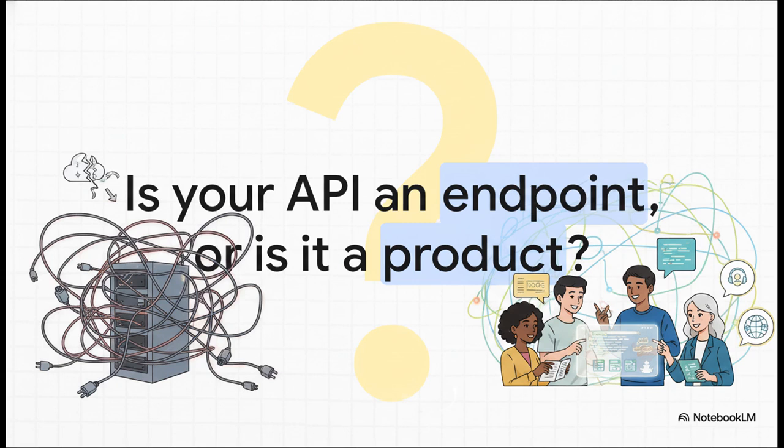Is the API you're building just a technical endpoint, a URL that spits out some JSON, or is it a product? Because a product has users, it has good documentation, it has a support plan and a roadmap for the future. It's designed with real care to solve a real problem. Shifting your mindset from endpoint to product, that is the first and most important step to crafting a truly great API.